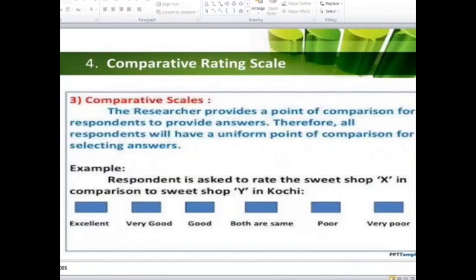And the last type is the comparative rating scale. The comparative rating scale provides a point of comparison, whether we are comparing X with another, Y.